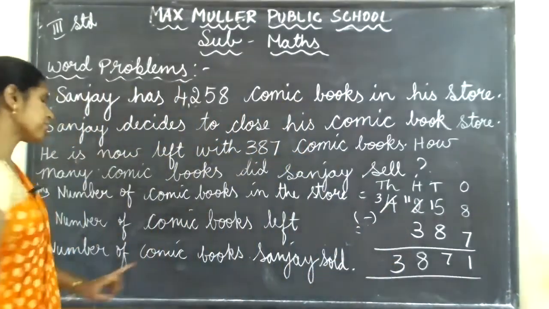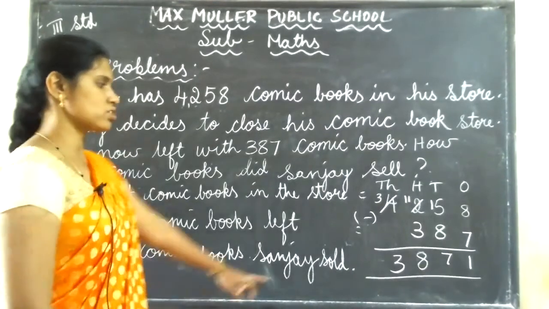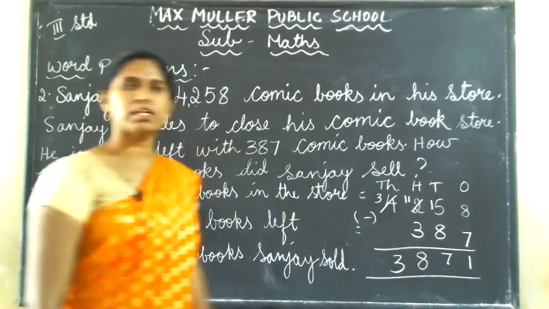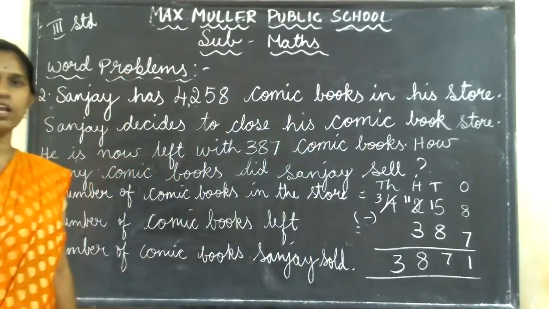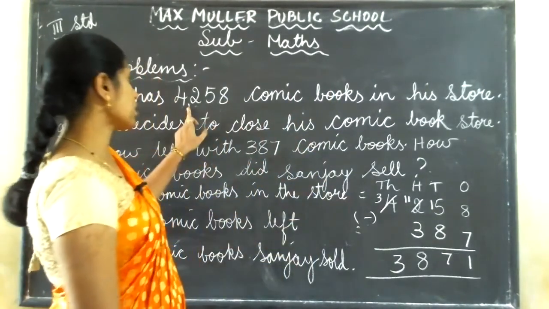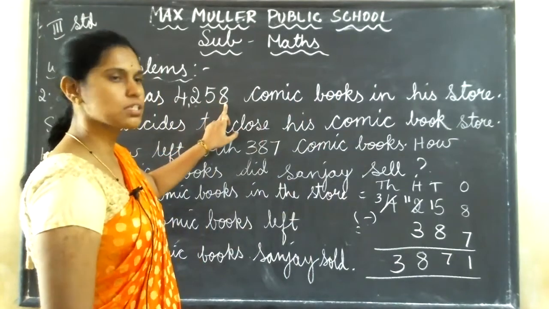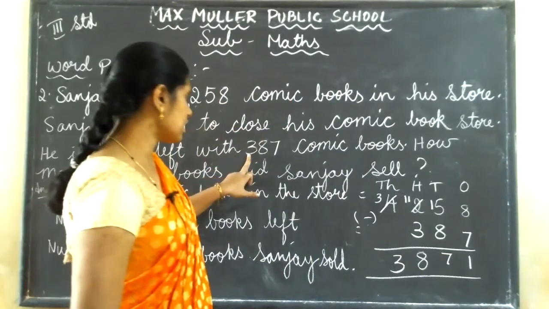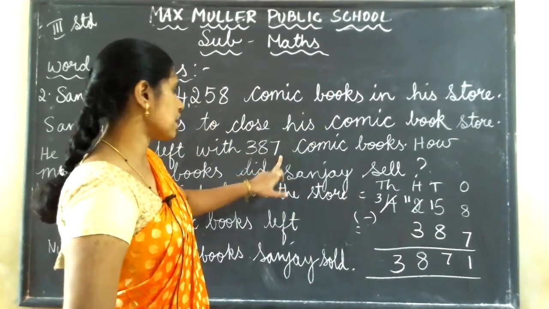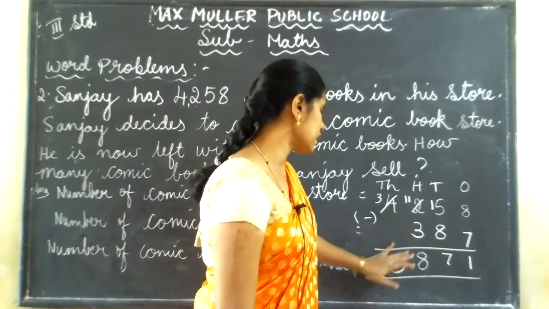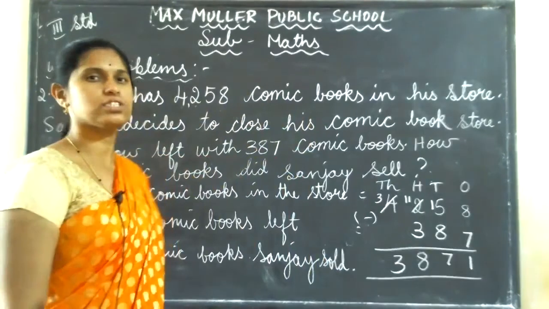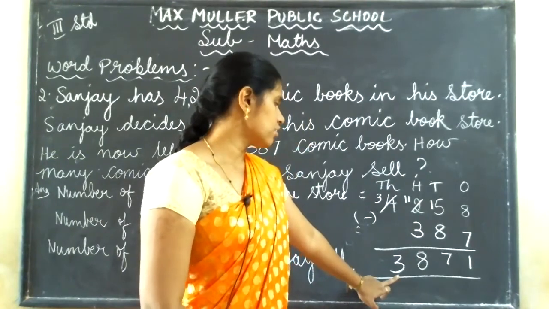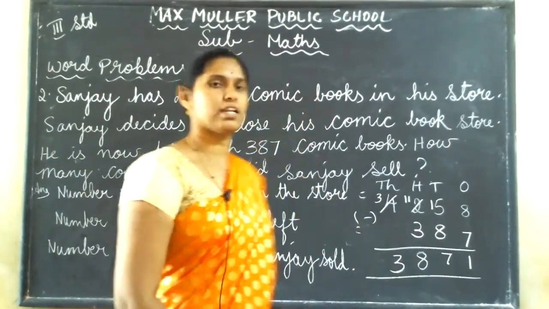So, number of comic books Sanjay sold. How much has he sold? 3,871 books Sanjay has sold. Understood all of you? First he was having 4,258 books. When he wanted to close the shop, he sold some books and he has left only 387 books. So if you minus, you will get how much he has sold. Understood? How much has he sold? 3,871. Copy down fast.